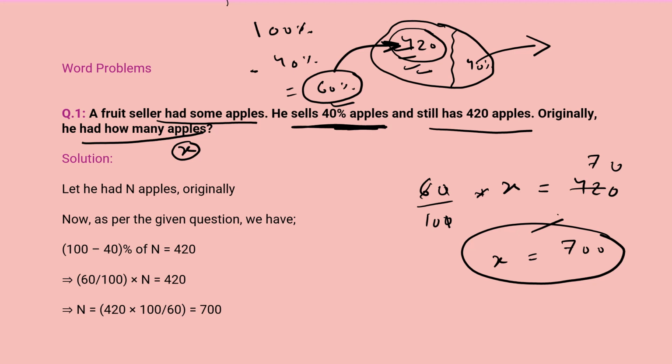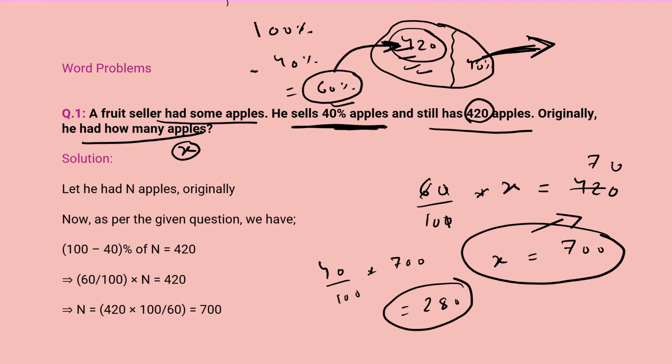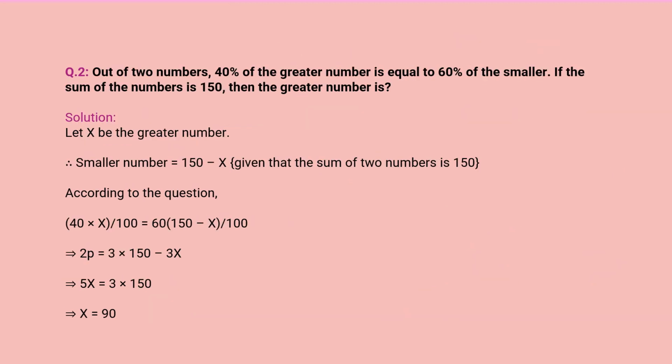तो उसके पास ओरिजिनली 700 एप्पल्स थे। उसने 40% एप्पल बेच दिए। अगर मैं आपसे पूछूं कि टोटल वैल्यू बताओ इस 40% का, तो 40/100 इंटू x, which is basically 700। तो उसने 280 एप्पल्स बेच दिए, और उसके पास 420 एप्पल्स बचे हैं। तो उसके पास टोटल 700 एप्पल्स थे। ओके, we'll go to again a different question.